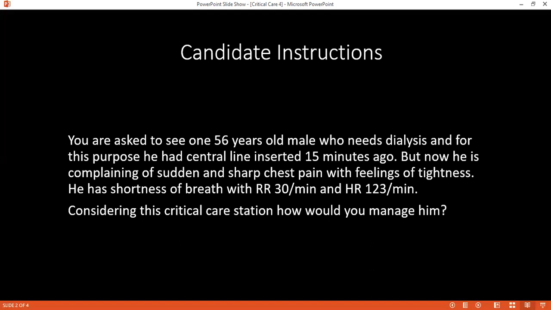When you are inserting a central line, there are certain organisms associated with causing infection. Can you name a few? Staph epidermidis, Staphylococcus epidermidis. Can you tell me what measures you can take in order to prevent infection of the central line?